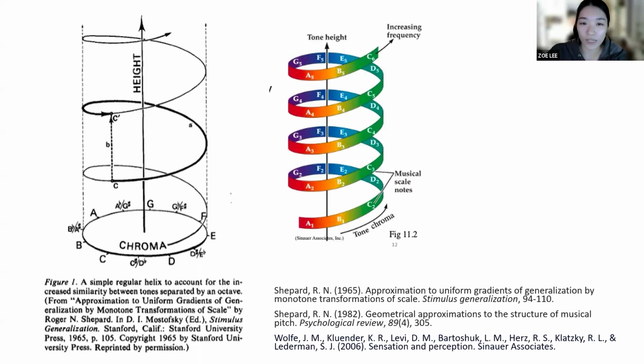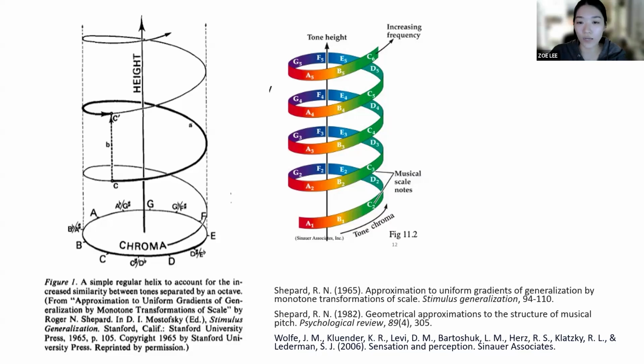As you may or may not know, the most dominant model of pitch similarity is this helical model that takes into account similarity based on tone height, so how high or low the pitch is, as well as the tone chroma. Chroma means color, so it's like tone color. You tend to hear tones at the same octave as being more similar, even if they are at different tone heights.